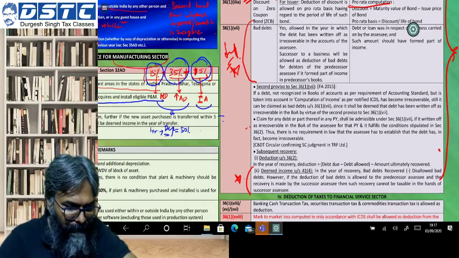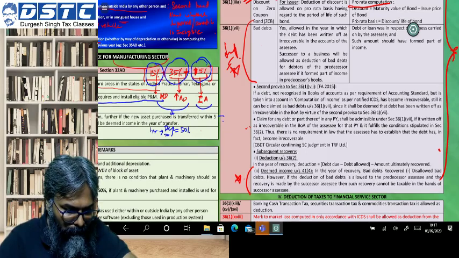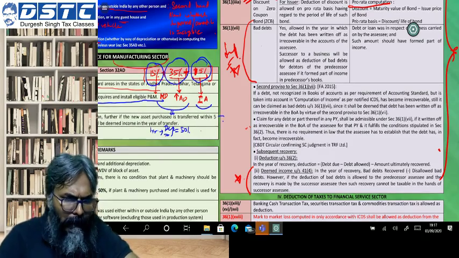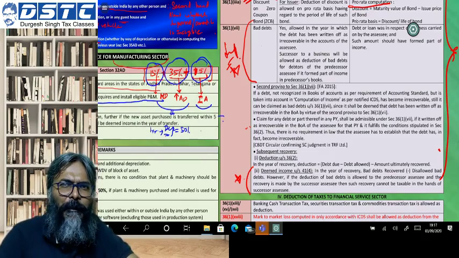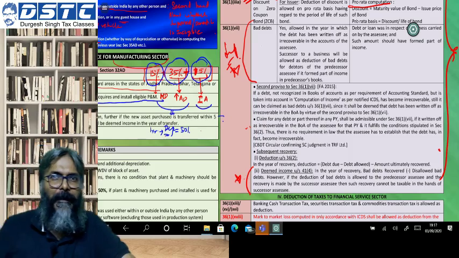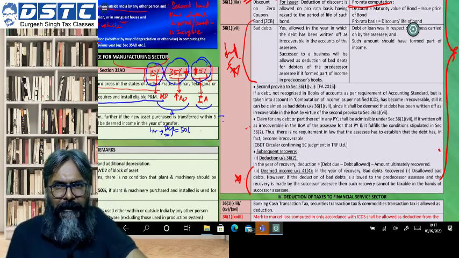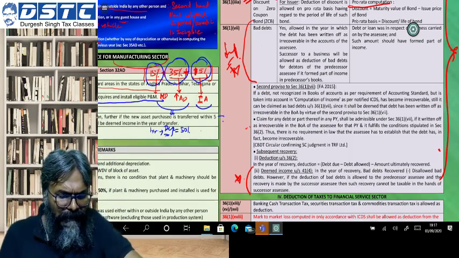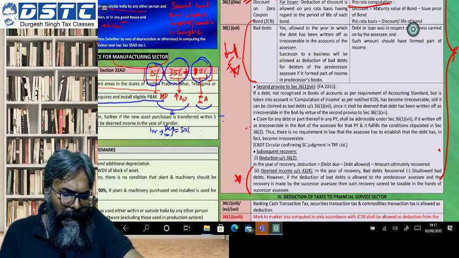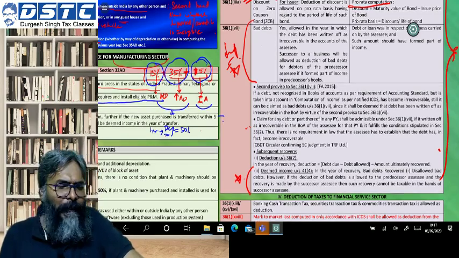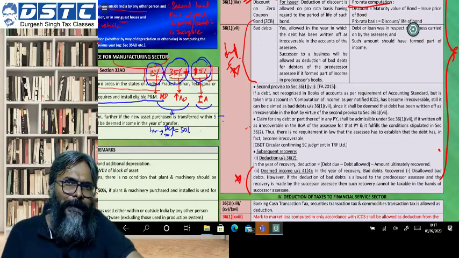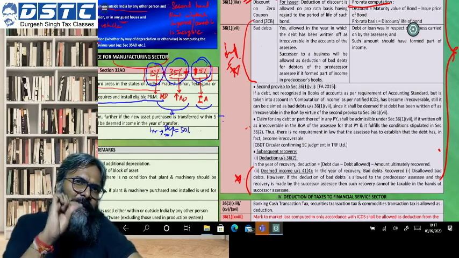Are you through with this? Ashwini is asking, sir, is it that till put to use, no depreciation, no interest allowed, and after put to use, both are allowed? See, Ashwini, the asset has to be put to use, only then the depreciation will begin. And till that time, whatever interest expenditure you have incurred will be capitalized.